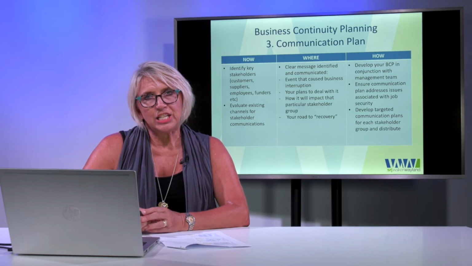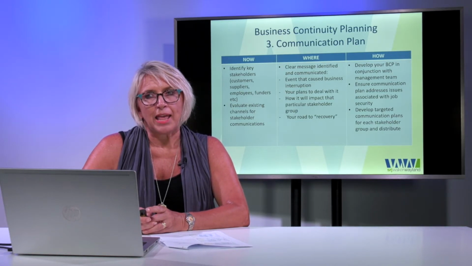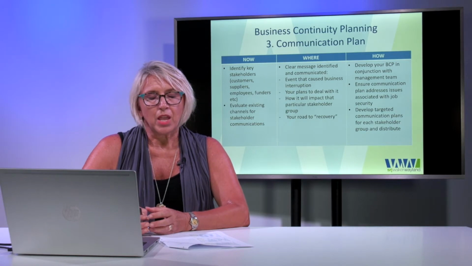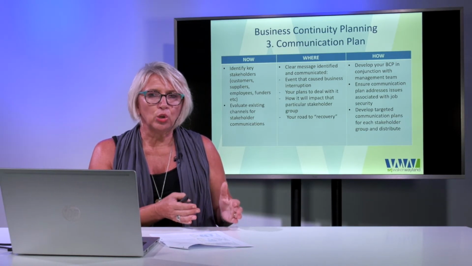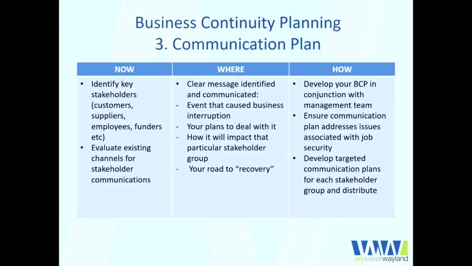The next thing that you need to address in your business continuity plan is a communication plan. So step one in that is looking at you now. So identifying who your key stakeholders are. So who are your key customers? Who are your key suppliers? Obviously, this will include people like employees. It'll include your funders, such as your banks, anyone you've got equipment loans with. It'll include your landlord, your key stakeholders for your business.